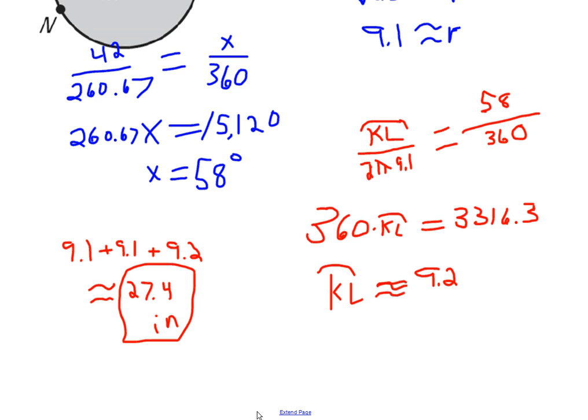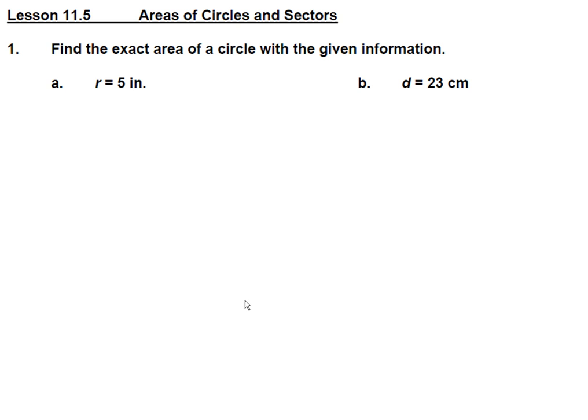All right. Let's go ahead and start the homework together. So if you want to take out your homework packet, 11.5, let's take a look at the first two problems. It says find the exact area of a circle with the given information. Okay, so remember what exact means. It means we're actually not going to round. I think the rest of the problems in this homework you're going to round, but these ones it says exact.